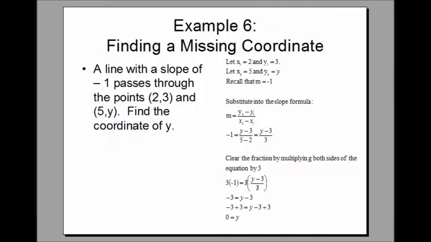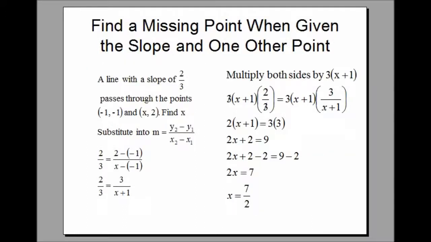Clear the fractions by multiplying both sides by 3. When we do that, we have 3 times -1 on the left, which is -3. On the right, the 3 we multiplied by and the denominator cancel, and we're left with y minus 3. Now add 3 to both sides. -3 plus 3 on the left is 0, and on the right we have y. Hence, y equals 0.